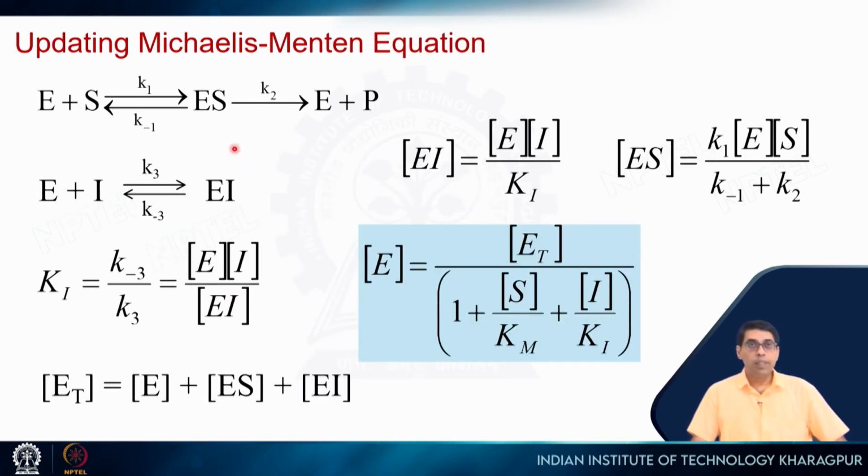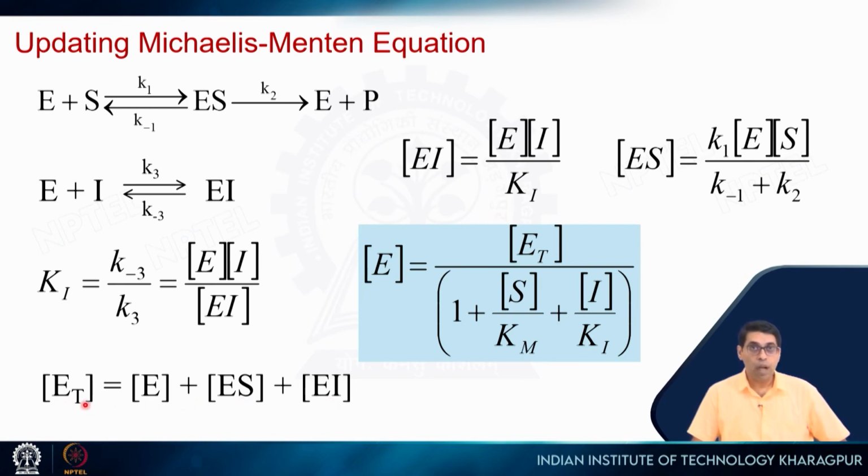So now we have to update our Michaelis-Menten equation. So this is the Michaelis-Menten kinetics and this is the kinetics of the enzyme inhibition. Now we have this additional parameter where Ki equals K minus 3 over K3. So again you can think of this as the dissociation constant of the inhibitor, right? So we have this and we have ES like this. Now we have to update all of this because the total enzyme will be equal to free enzyme plus enzyme bound to the substrate plus enzyme bound to the inhibitor, right?